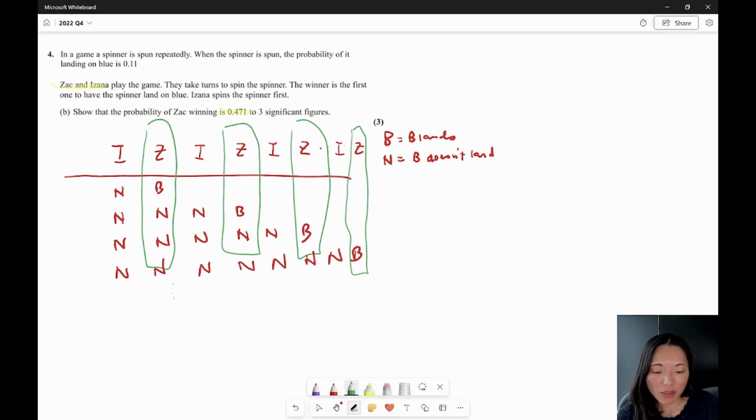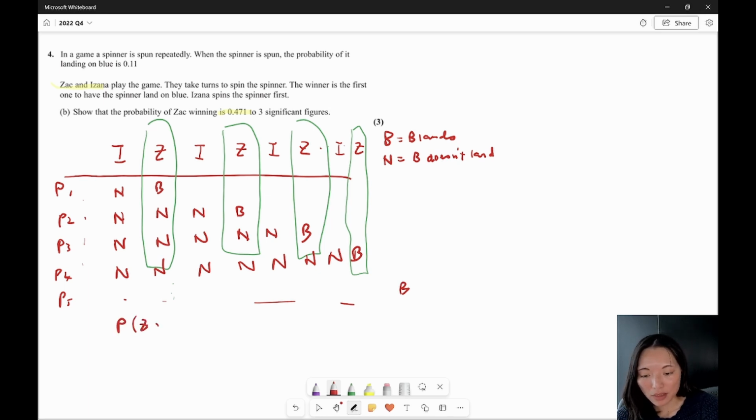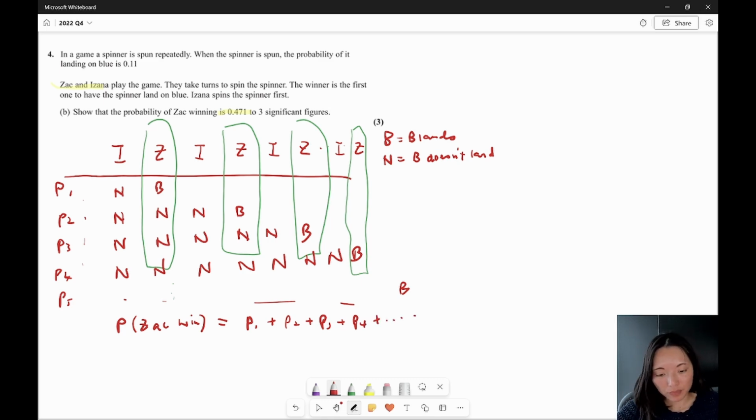What I want to find out is simply all these probabilities added together. So there is a probability here, let's call it P1, probability here, probability there, probability there. So all these events added together, and then P5 all the way. So blue will be there. The probability that Zach wins equals P1 plus P2 plus P3 plus P4 all the way. Okay? Now, how do I work out all these probabilities?